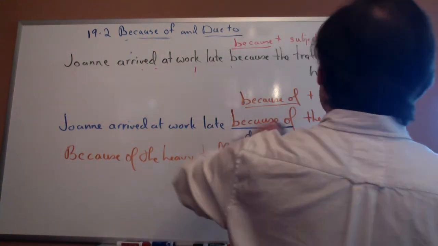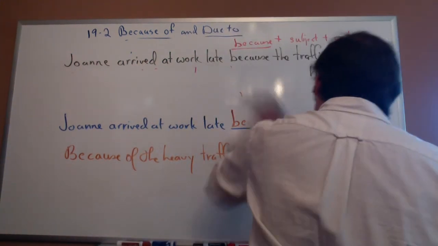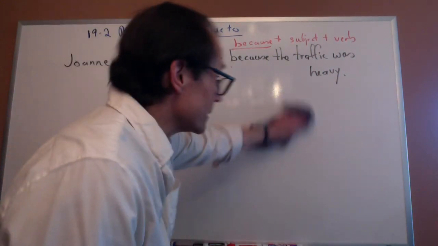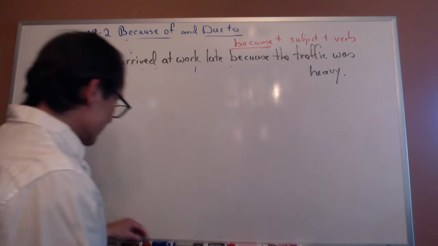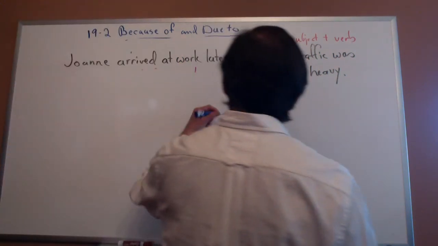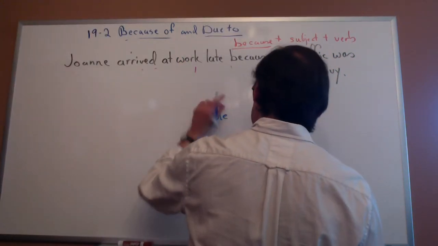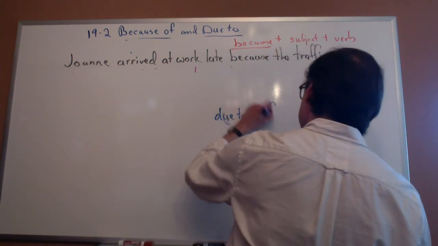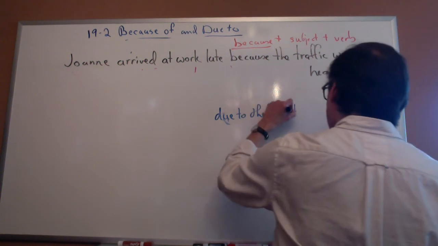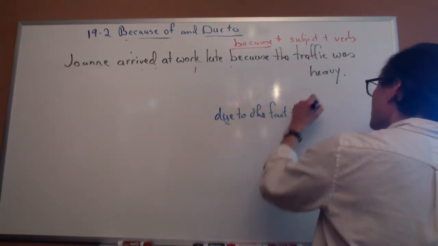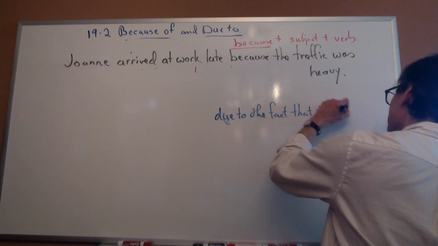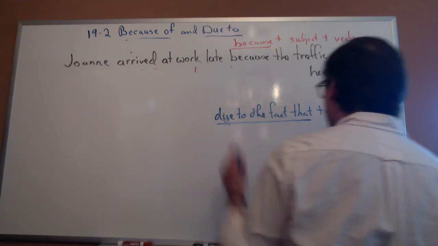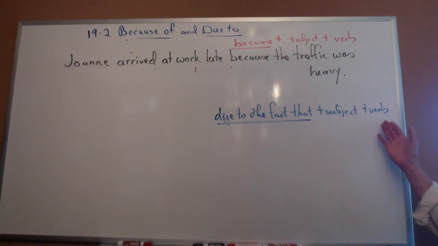So, your book, and this is where I disagree with your book. Your book suggests that you can use due to the fact that plus subject plus verb. So due to the fact that plus subject plus verb.